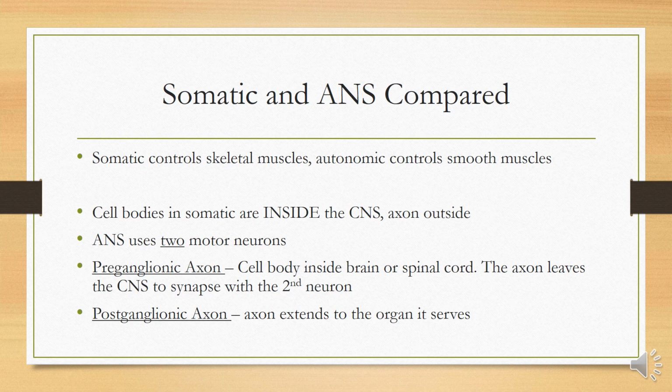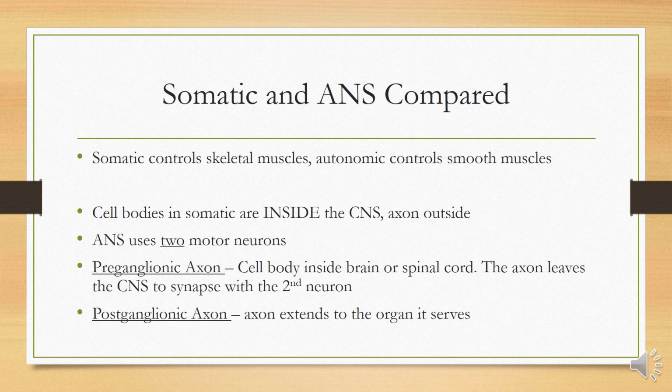Cell bodies in the somatic are inside the CNS, and their axon extends outside, whereas the ANS uses two motor neurons. One, the preganglionic axon. This is the cell body inside the brain or the spinal column. So it starts inside the CNS like the somatic, and then its axon leaves, where it synapses with the second neuron, the postganglionic.